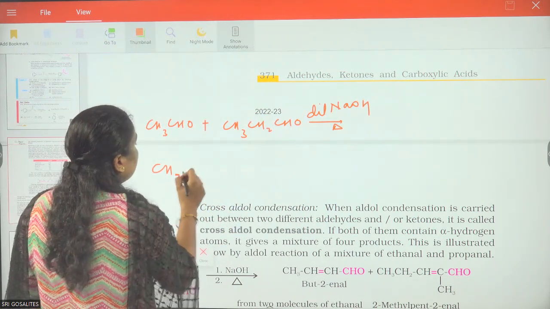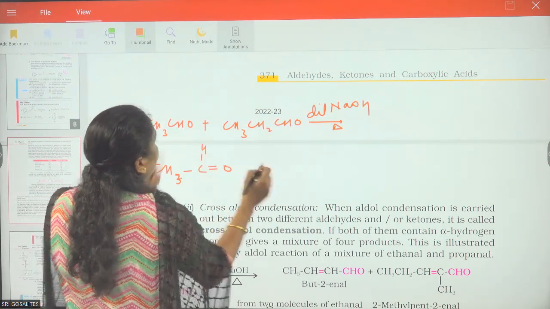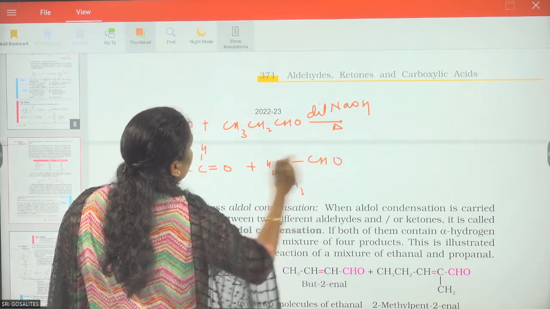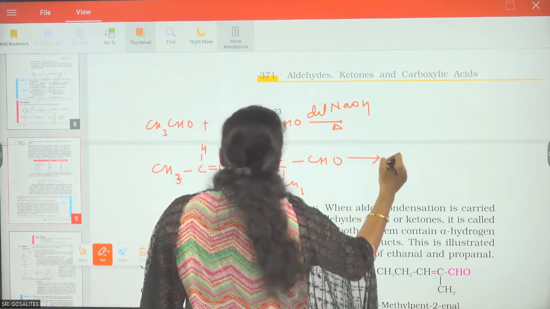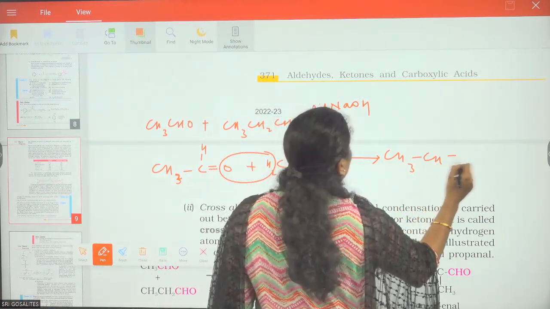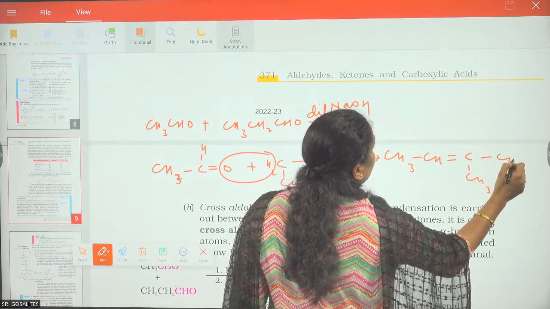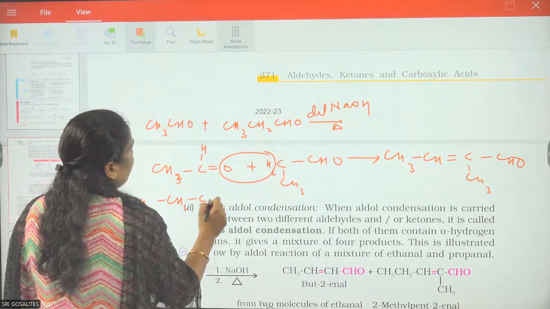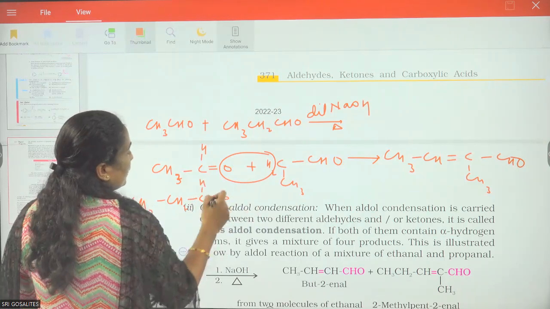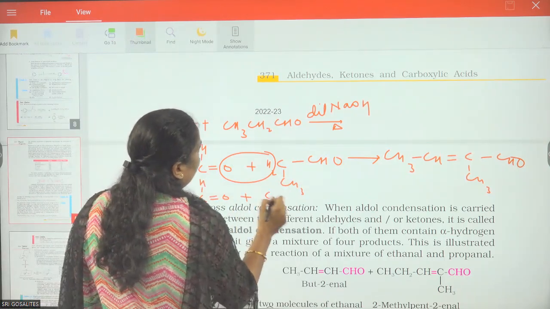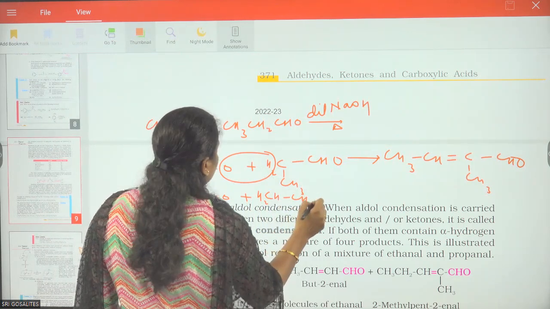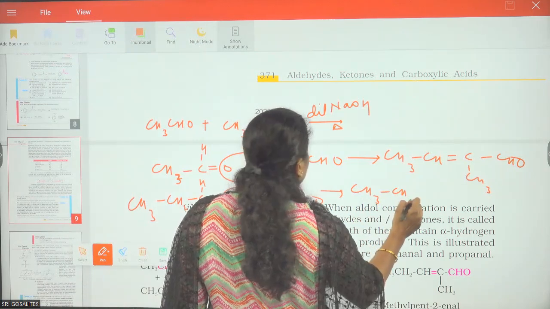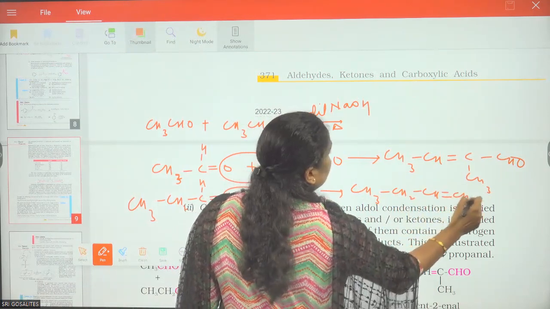And the other one will be, suppose you are taking one oxygen from here, CH2, CH3, CHO. So we'll be removing from here. Okay. So one such product will be CH3, CH double bond C, CH3 and CHO. Another would be, if it is CH3CH2, next time you take oxygen from the one with the supplied hydrogen and you take CH2HCHO. Remove H2O from here. You'll be getting CH3, CH2, CH double bond, CH, CHO.